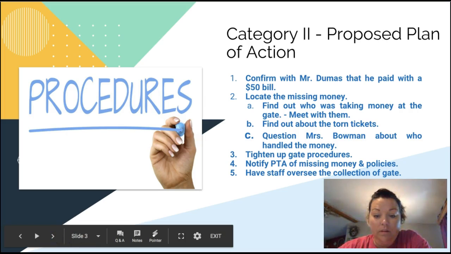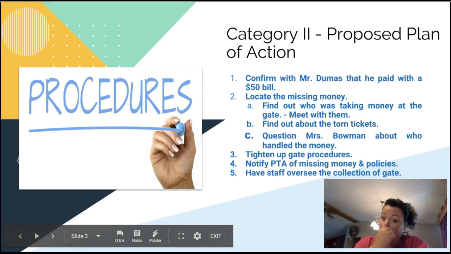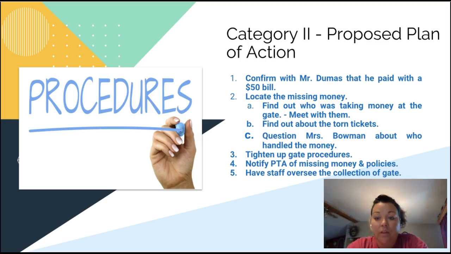So, category 2, my proposed plan of action. The first thing that I would do is probably speak with Mr. Dumas, the patron who said, hey, I just got paid and I used a $50 bill to get into the event. I would probably just follow up with him with a phone call.